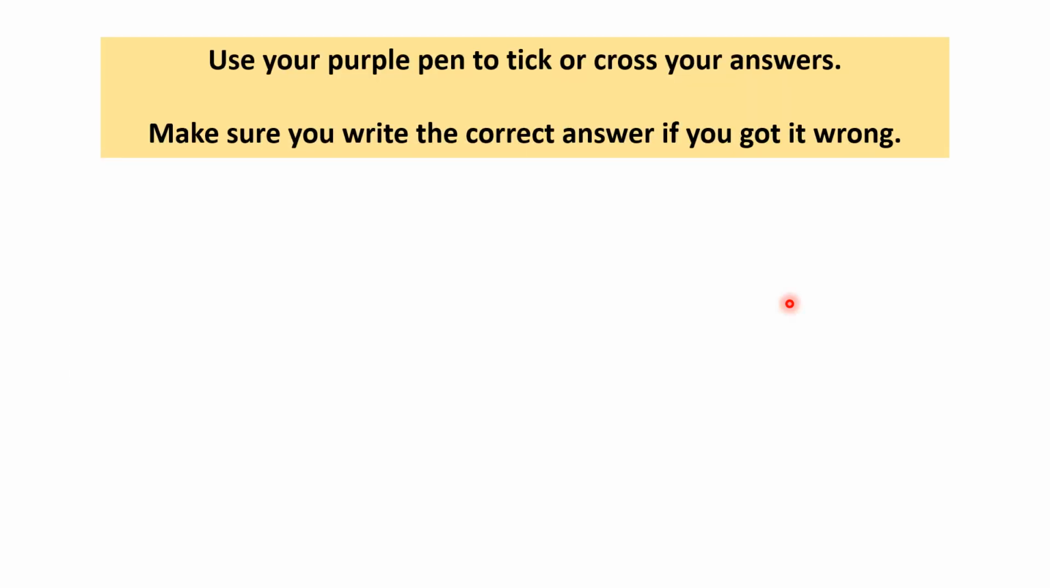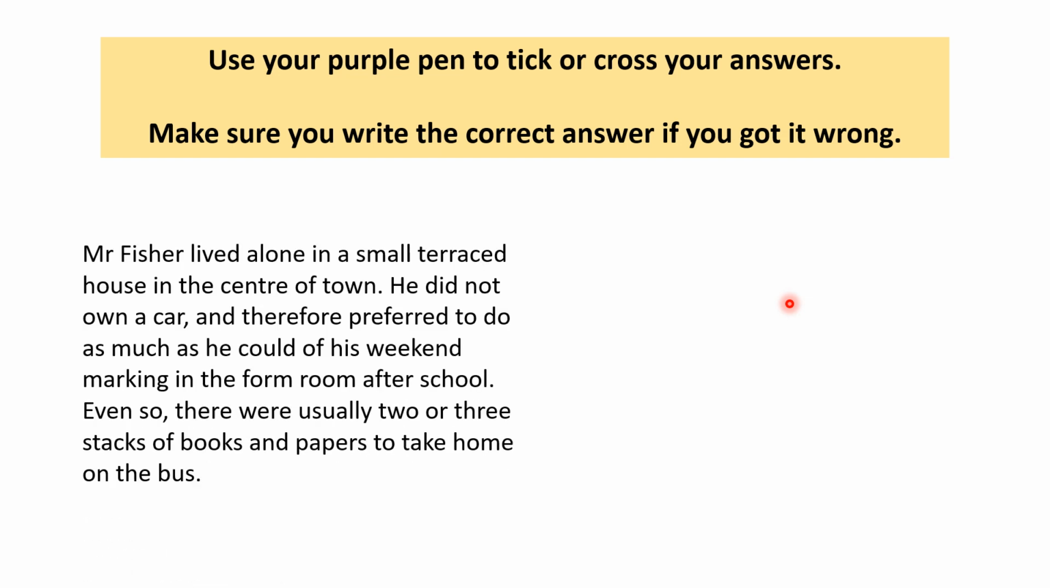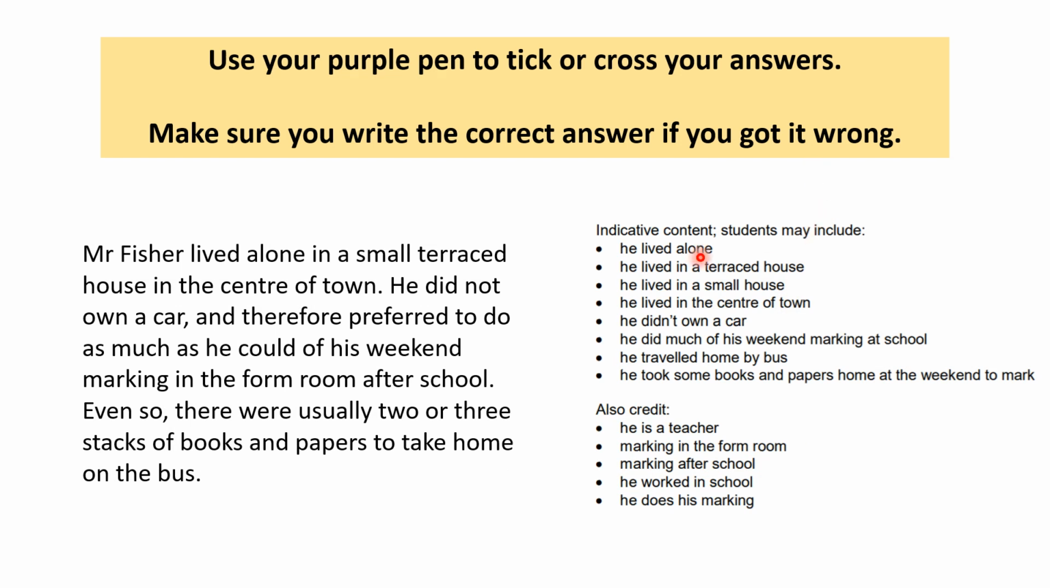Okay, if you're back, that means you are ready to make some corrections. Tick anything that's similar to the answers that I show on the screen. If you're not sure if you would get 4 marks, email me and I can double check your answers for you. So from this extract, we learned that Mr. Fisher lived alone. He lived in a terraced house, he lived in a small house, and all of these things here. And you also get credit for these answers here. So there's quite a broad number of options for this question 1. So pause the video, make any purple pen corrections that you need to ensure that your response is a 4-mark response.